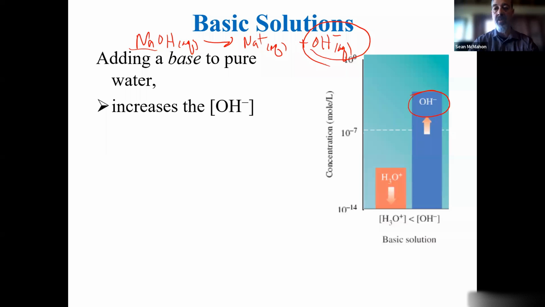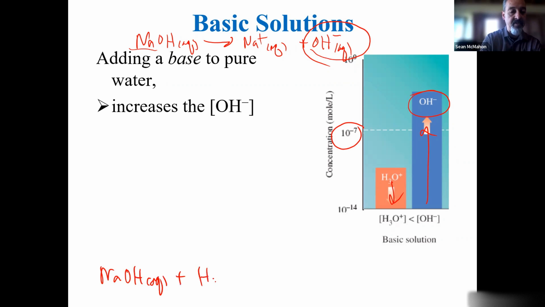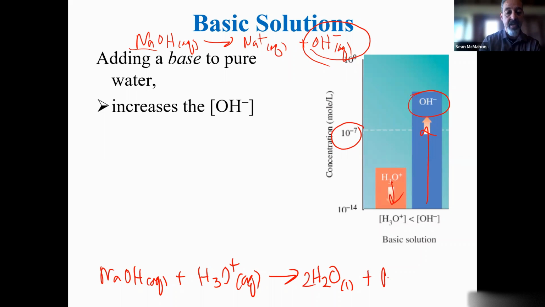So what does that mean? Well, now the hydroxide increases. If the hydroxide increases, it's more than 10 to the minus 7. Why does hydronium go down? Well, same thing. If I add sodium hydroxide to the hydronium ion, what's going to end up happening is the hydroxide is going to be neutralized to produce H2O, and I'm actually going to produce 2 H2Os and a sodium ion.